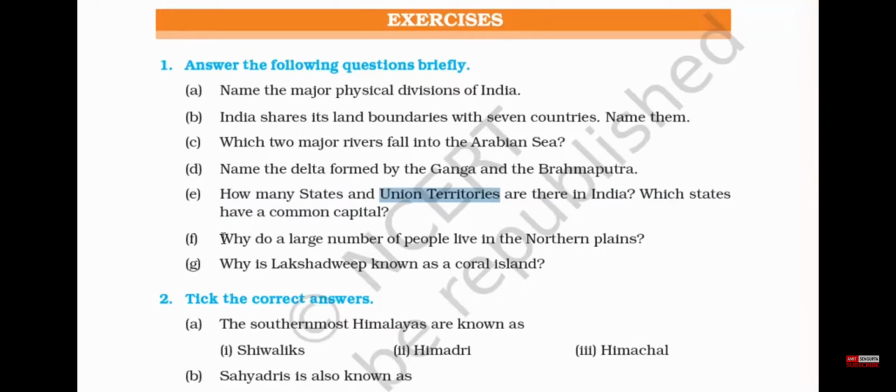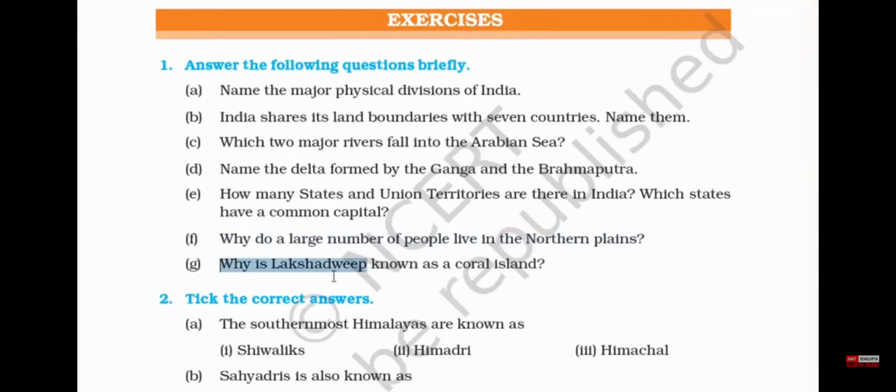Sixth question, why do a large number of people live in the northern plains? Because there lie a lot of tributaries of the Ganga, Brahmaputra and Indus rivers. Where there are more tributaries, there will be more rivers. And where there are more rivers, there will be a lot of civilization, a lot of people.